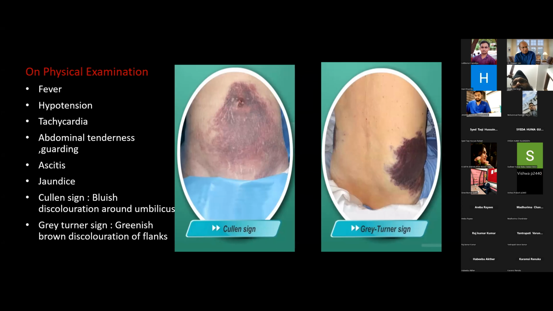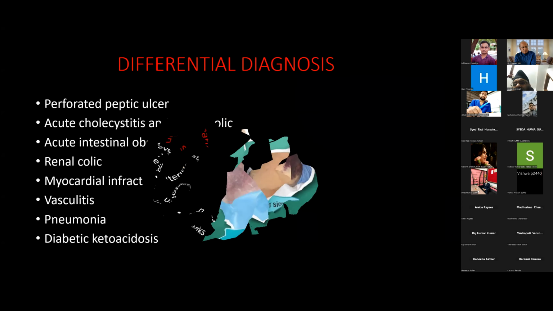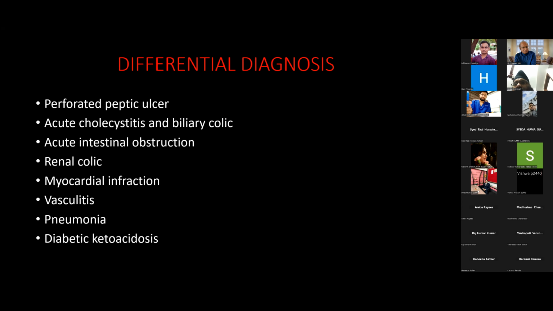Okay, with these clinical symptoms and signs, we have other differential diagnoses. So we should differentiate acute pancreatitis from all these differential diagnoses. Some of the differential diagnoses are as follows. In cardiac, it may be due to myocardial infarction. Coming to respiratory, it may be due to pneumonitis. In GIT, it may be due to perforated peptic ulcer, acute intestinal obstruction, or acute cholecystitis; metabolic, diabetic ketoacidosis; acute renal colic, etc.